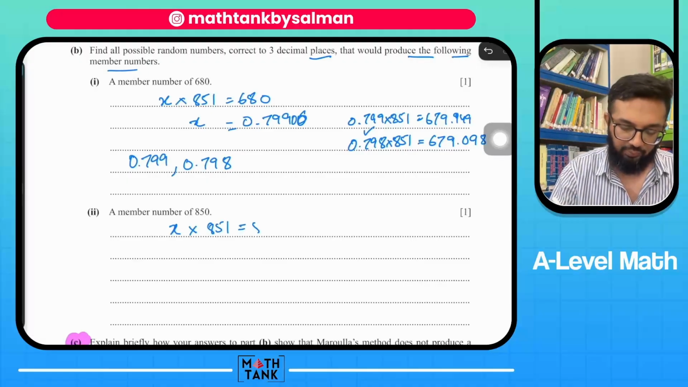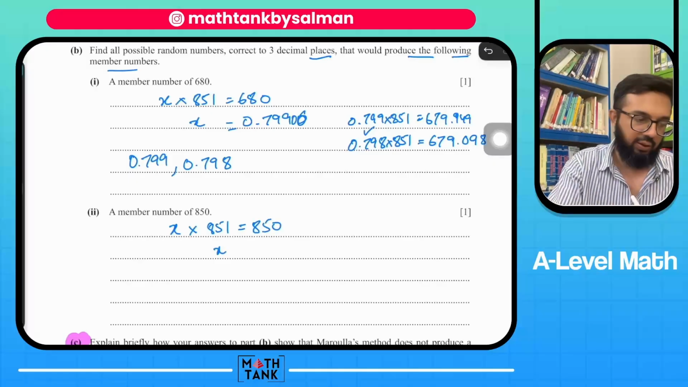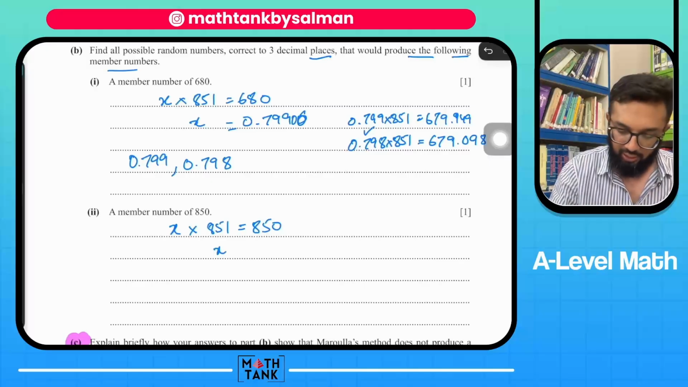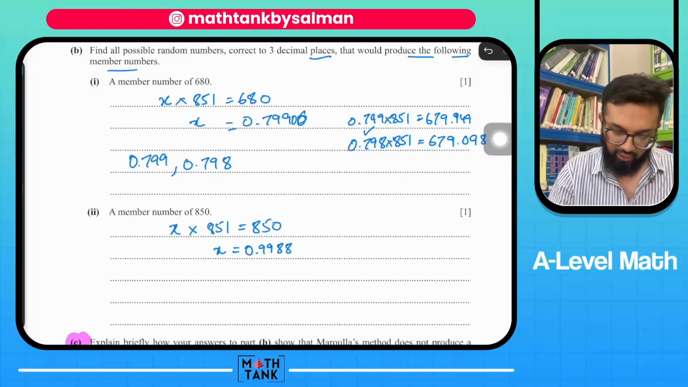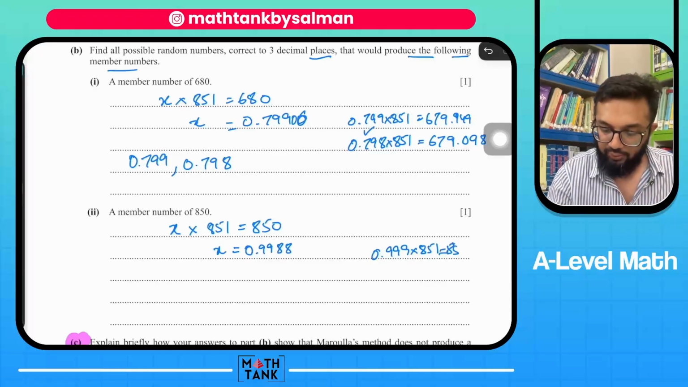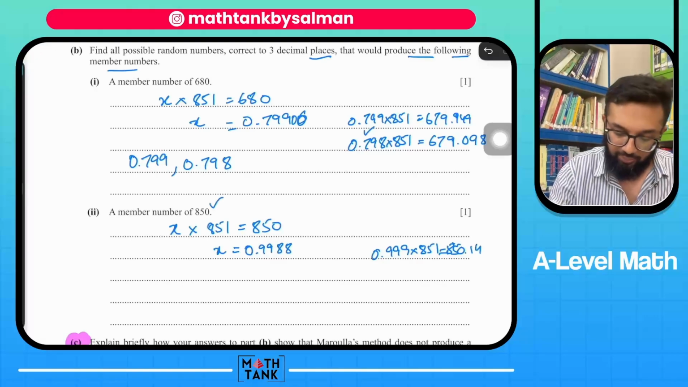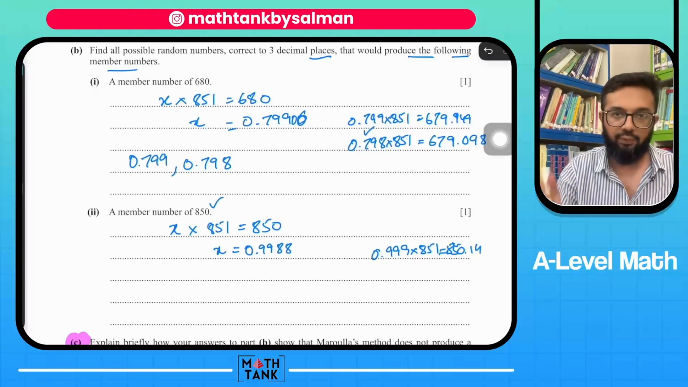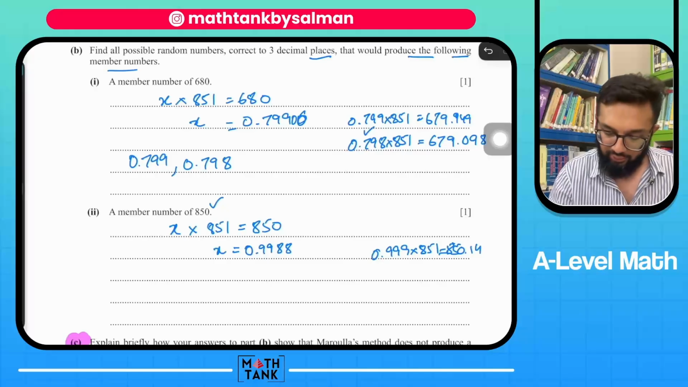Okay, again, what's 850 divided by 851? Okay, so that gives me 0.9988. So what two numbers should I check? I should check 0.999. Let's check 0.999 multiplied by 851. It gives me 850.1. So it doesn't work. Why? Because I want the member number 850. I can't round down. I have to round up. So I'm going to check the number 0.998 now.